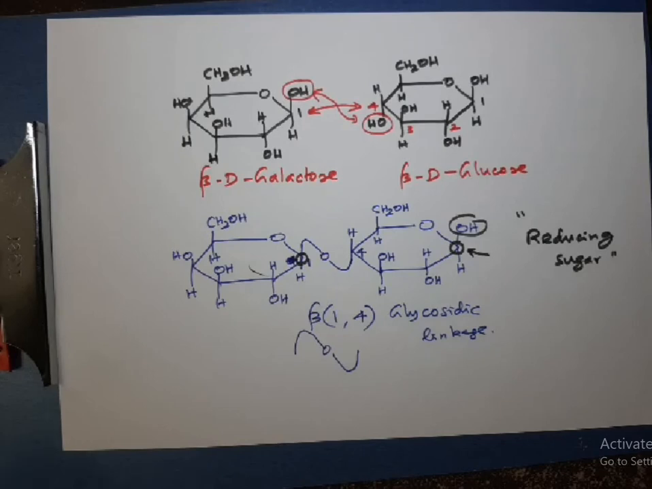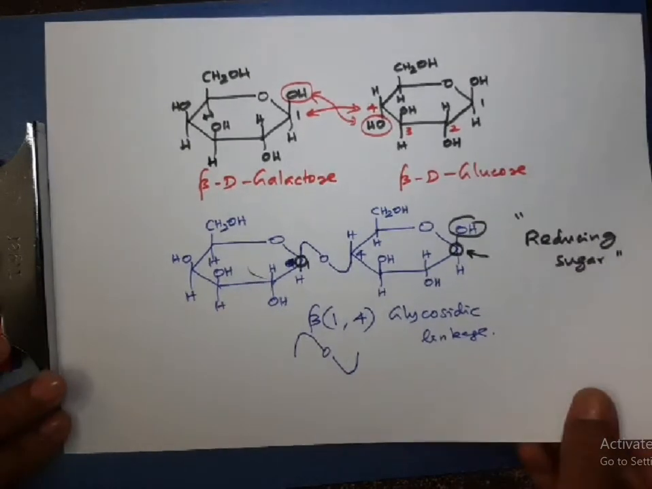So among sucrose, maltose and lactose, only sucrose is non-reducing among these three. Maltose and lactose are reducing sugars. Okay, so keep all these things in mind. Now let me move on to the next one. With this we have completed disaccharides. Now we'll start the polysaccharides.